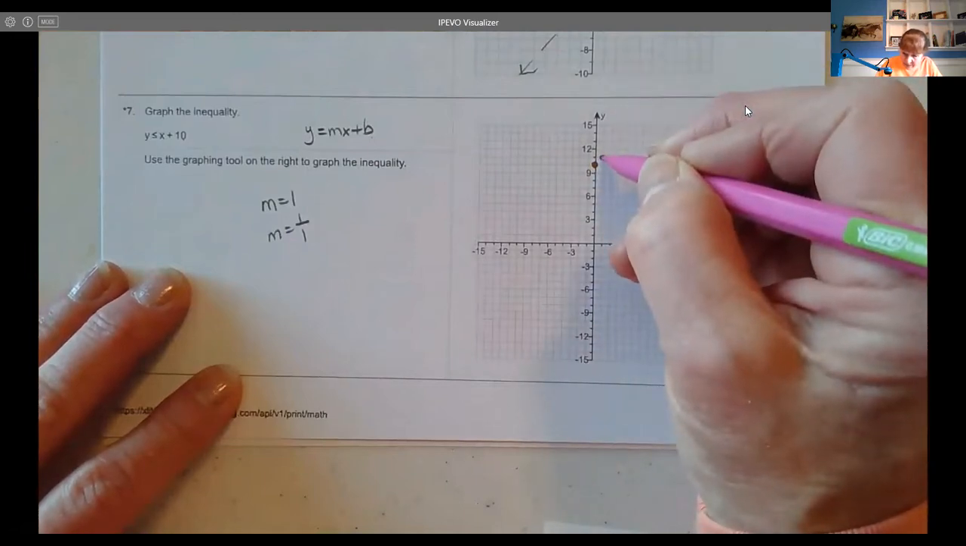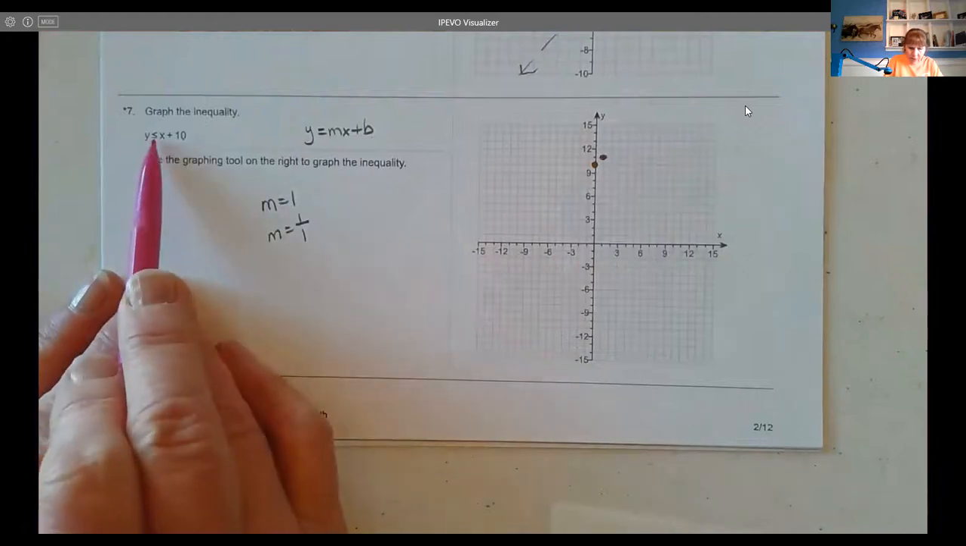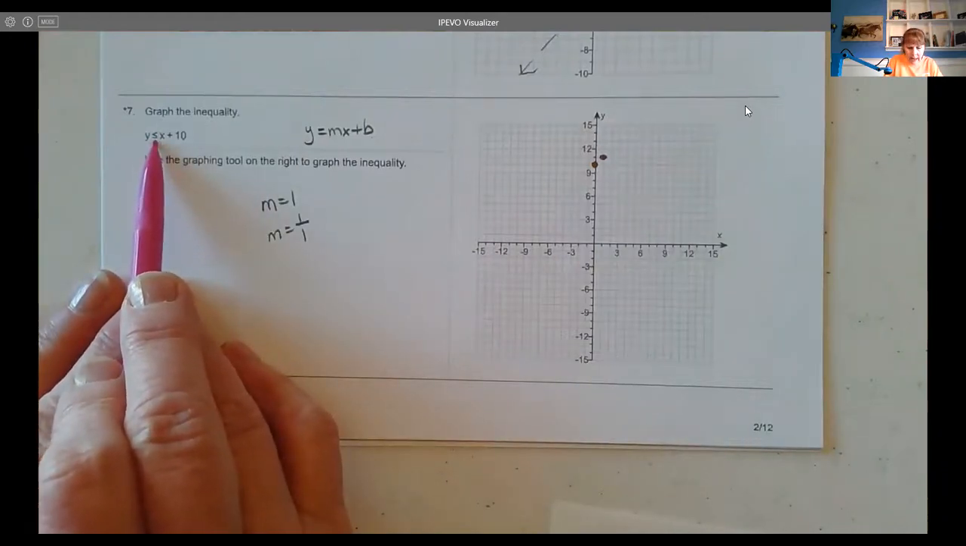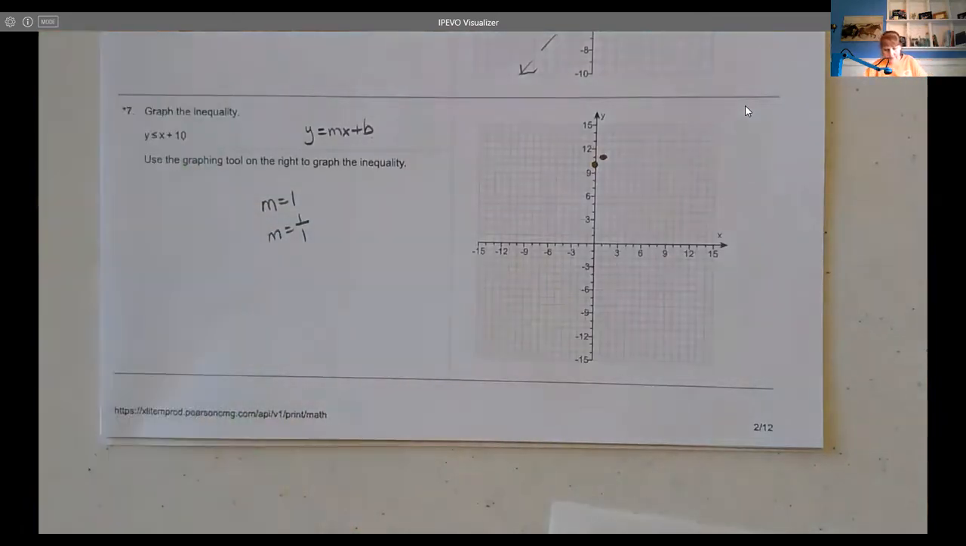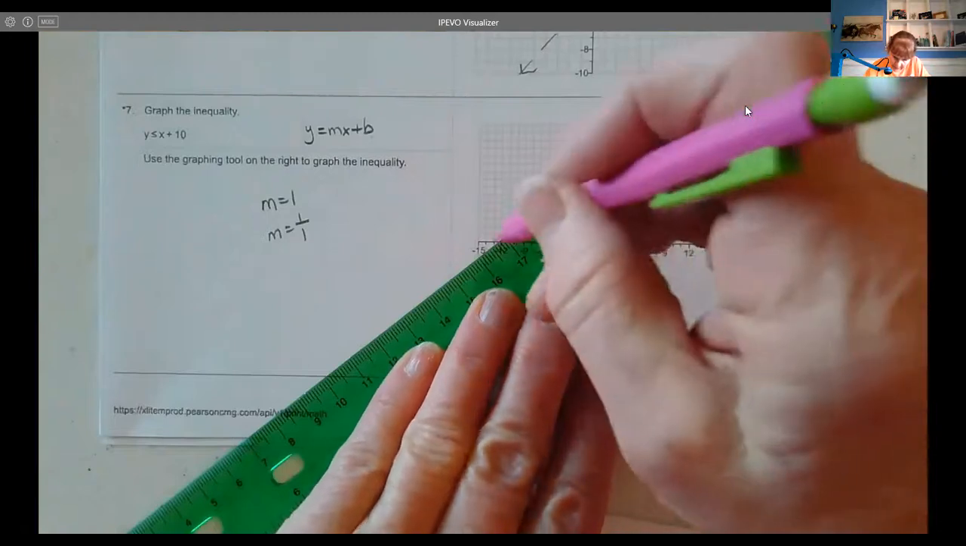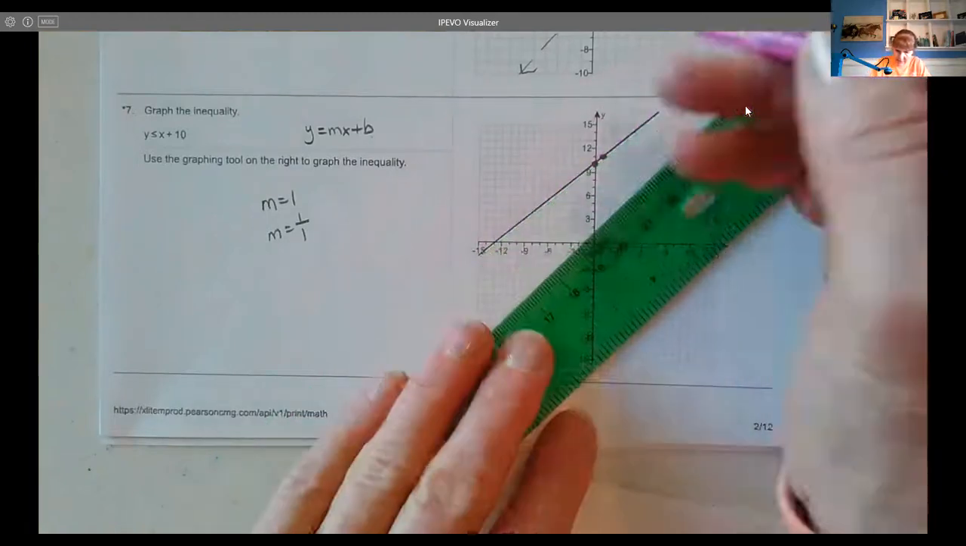But before you connect it, oh, look, it has that equal sign under there. So that means the solutions are found on the line as well as above or below. So we have a solid line here.